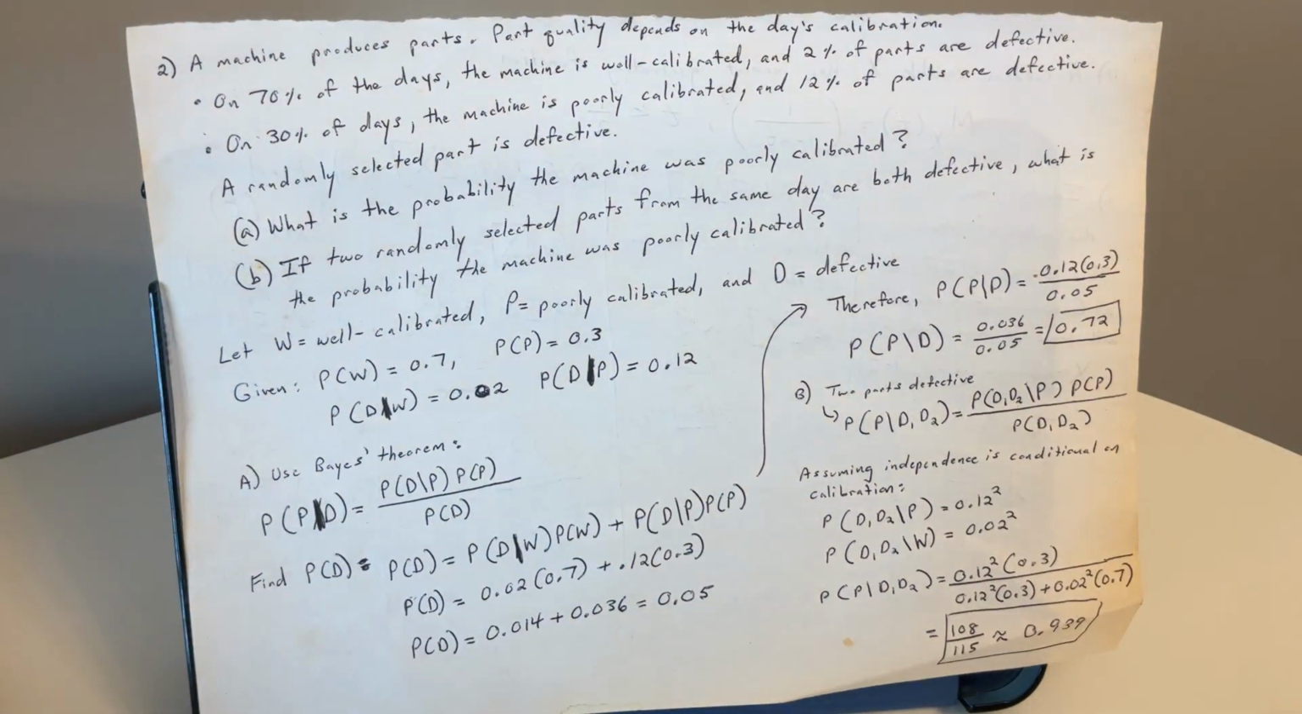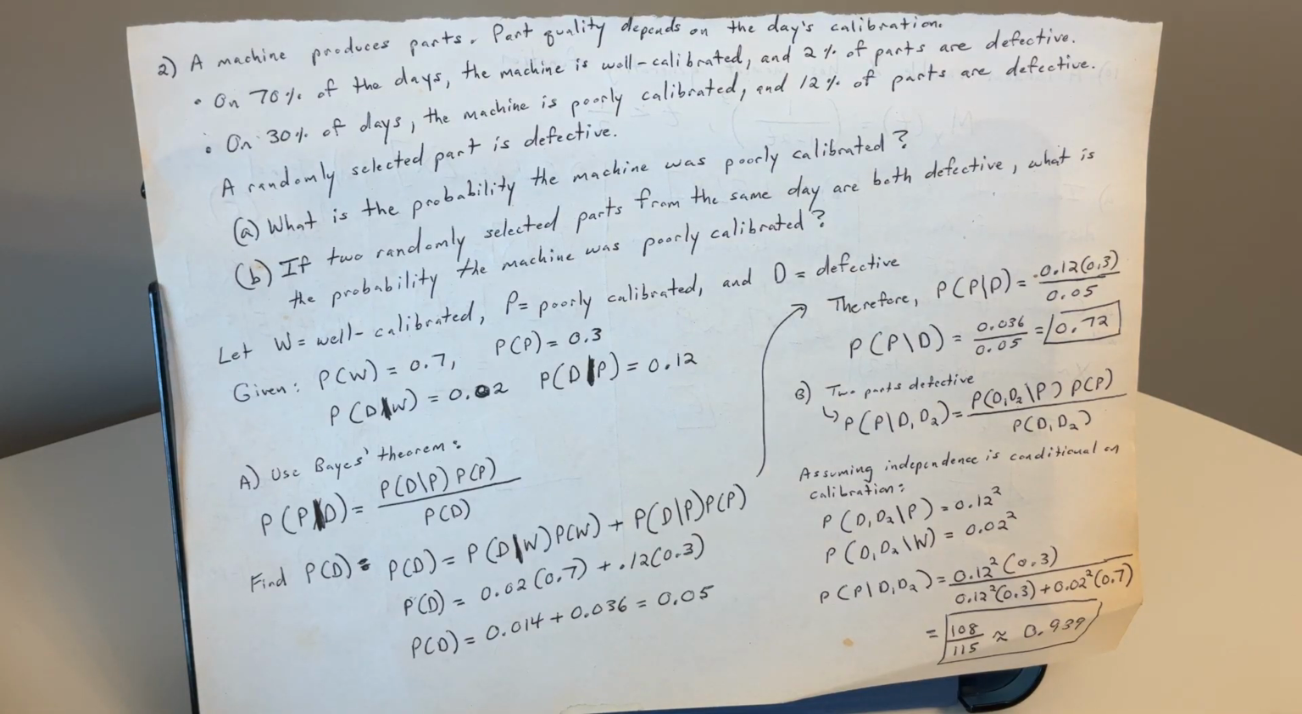There we go. Okay, a machine produces parts. Part quality depends on the day's calibration. First bullet point: on 70% of the days the machine is well calibrated and 2% of the parts are defective. Second bullet point: on 30% of days the machine is poorly calibrated and 12% of parts are defective. A randomly selected part is defective.